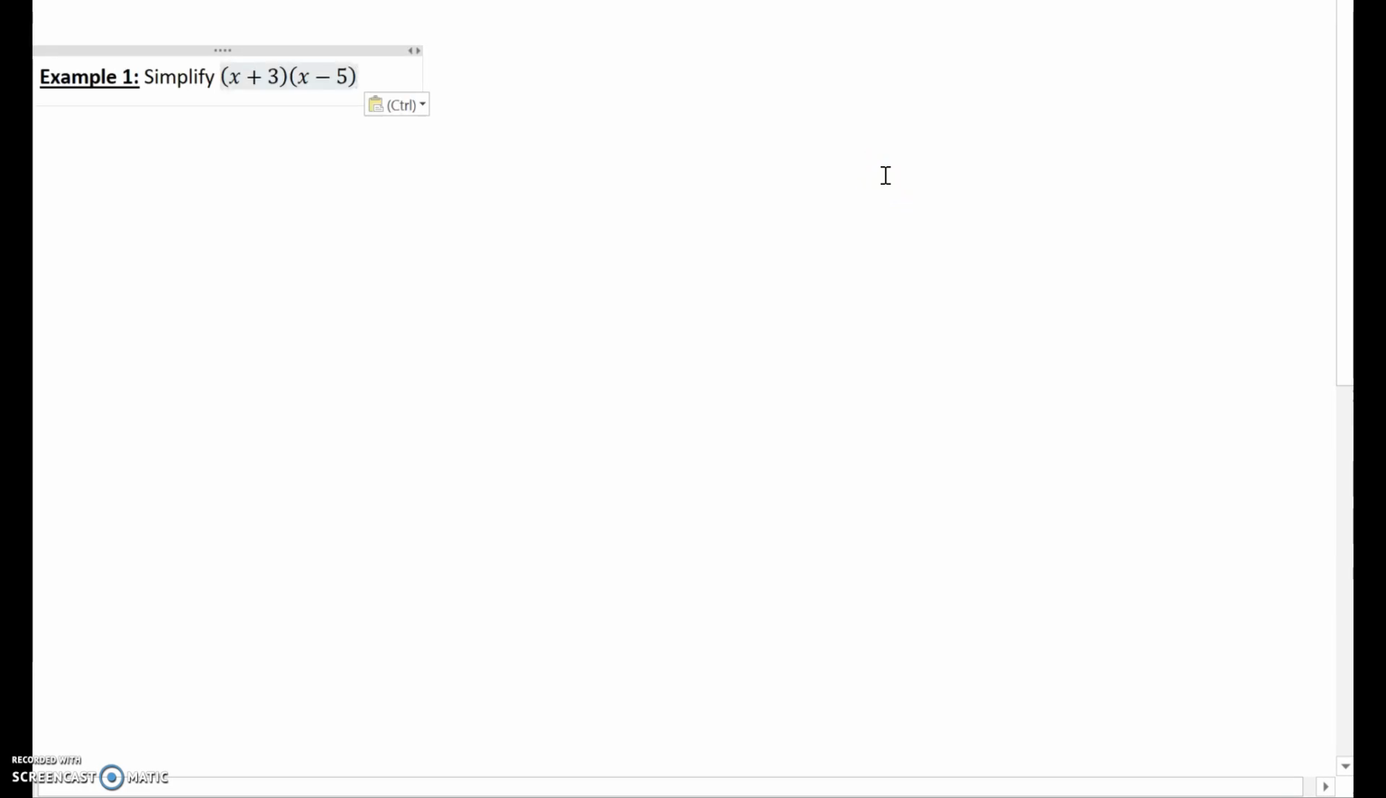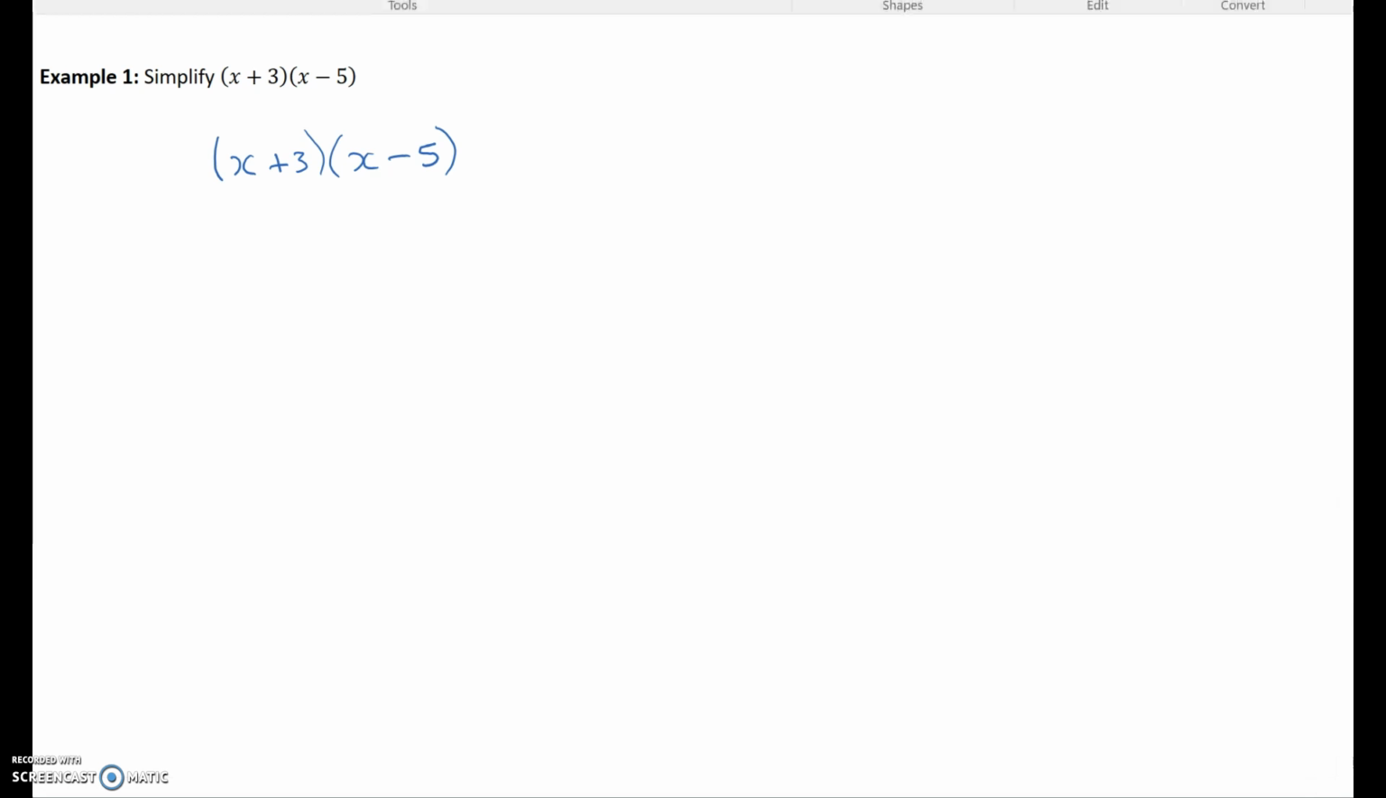So here we want to multiply x plus 3 by x minus 5. And we're going to use distribution to do it. Later on we'll see how it can be done using FOIL, which a lot of you will know of already. But we're going to use it here using distribution. And the first step we said to do is to split this first parentheses up.